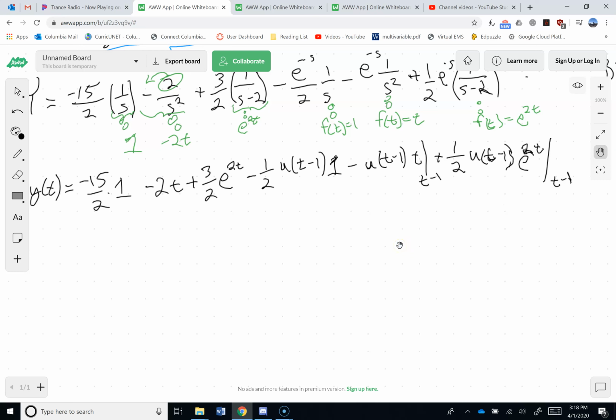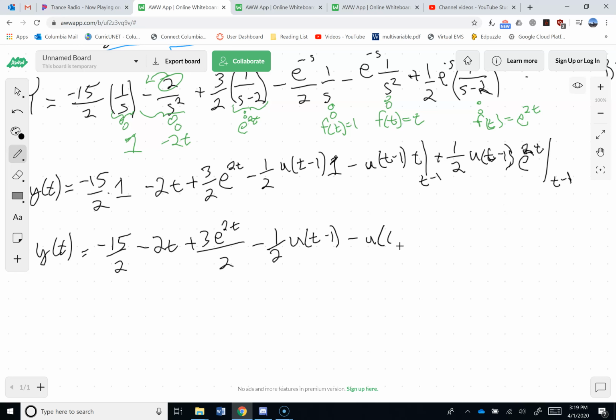Okay, so now for full-on final rewrites. I have y of t is minus 15/2 minus 2t plus 3e to the 2t over 2 minus 1/2 u of t minus 1 minus u of t minus 1 times, okay, so now what's t evaluated at t minus 1?